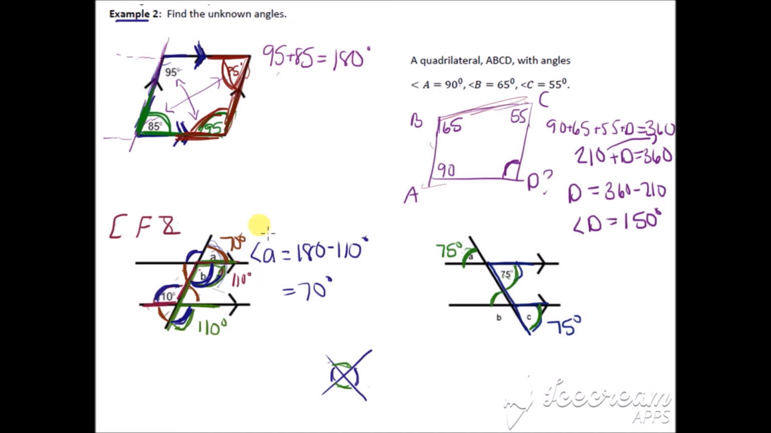So these four are going to be equivalent. This is going to be the 180 minus. So angle B is going to be 180 minus 75, which is 105 degrees.